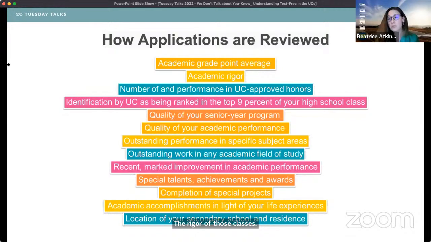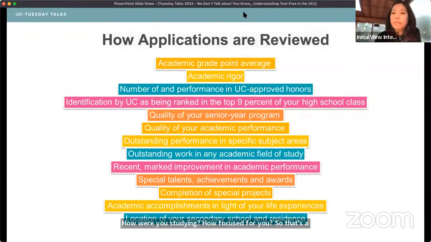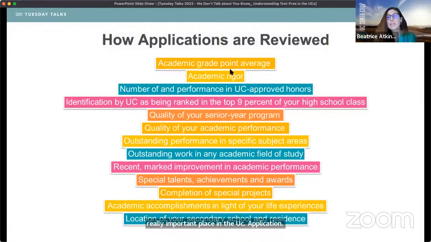and obviously your marks in those classes. That tells me day in and day out, how were you studying? How focused were you? So that's a really important place in the UC application, but it's not the only place where we can see academic interest and achievement. The reality is that when you're filling in your activities and awards section and answering those personal insight questions, those are also opportunities for you to demonstrate your passion for an academic subject, your passion for being involved in different intellectual pursuits, be it inside the classroom or outside of the classroom.